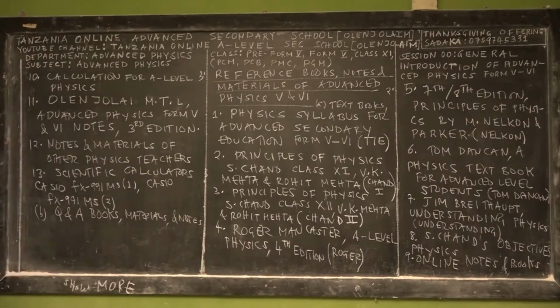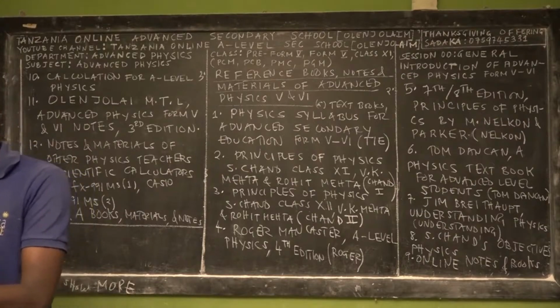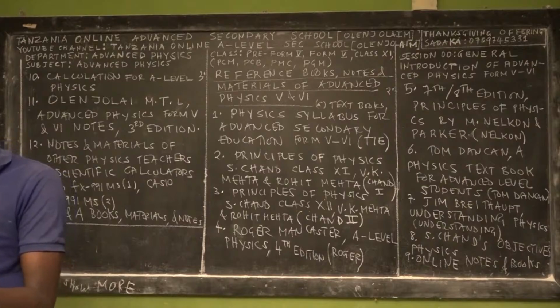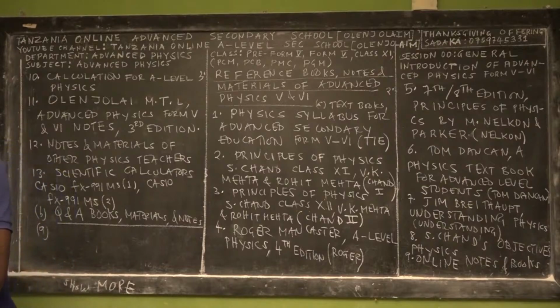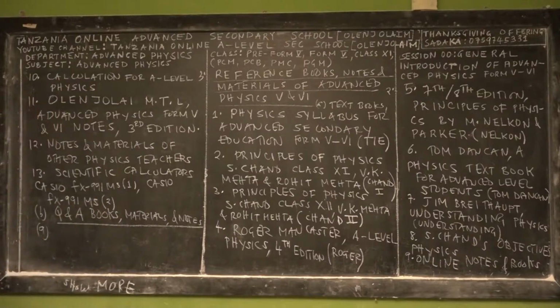And notes. Right? So here we also have a number of reference materials that we recommend. The first one is the book which contains the Advanced Certificate Secondary Education Examination, Physics Paper 1. So, Advanced Physics Secondary Education Examination, Physics Paper 1.